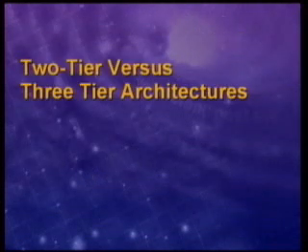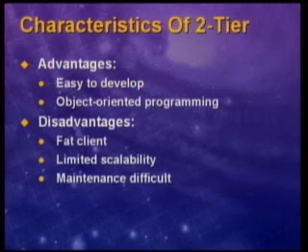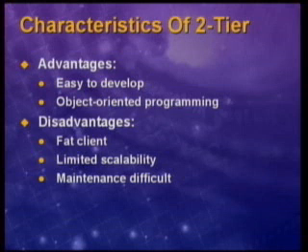So let's look at two-tier versus three-tier architectures. The advantages of two-tier are that it's easy to develop and employs object-oriented programming techniques. The default project in Visual Basic is a standard exe. It almost encourages you to weave the business logic into the client's application. The problems are that at the end of the day, you end up with a large client application. It may take a considerable machine to run this relatively large client app.